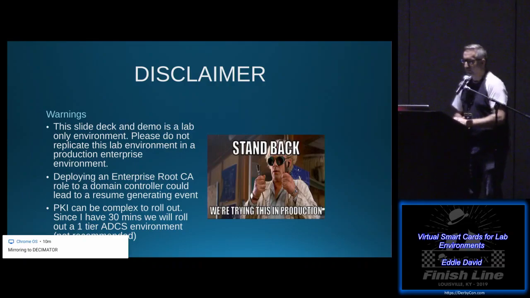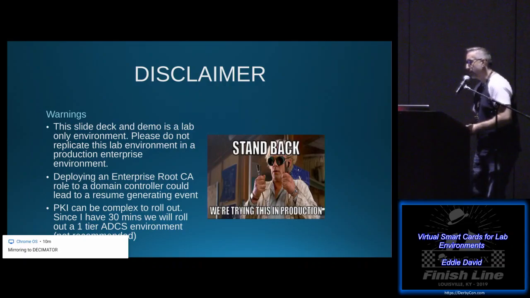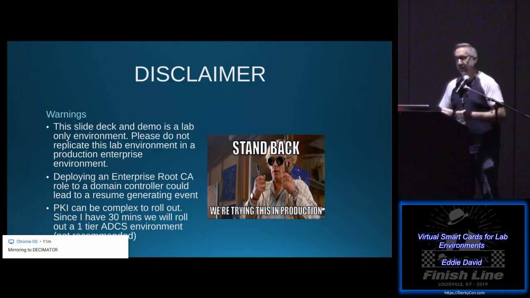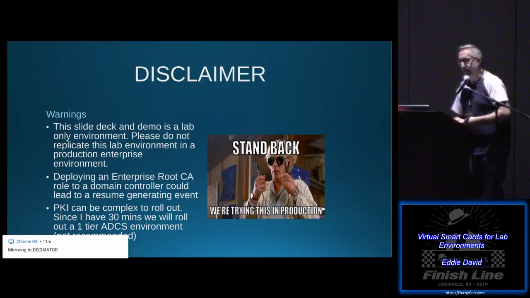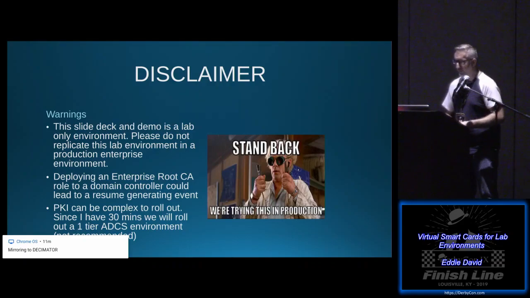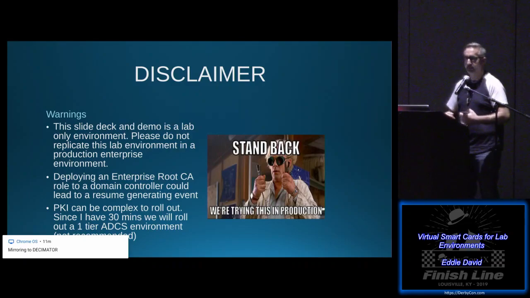So deploying an enterprise root CA role to a domain controller could lead to a resume-generating event. I don't suggest that at all. But that's why I do it in my lab, to conserve space and reduce memory footprint. And PKI can be complex to roll out. So I have 30 minutes to do this, so we're just going to do a 1-tier ADCS environment. Don't recommend it.